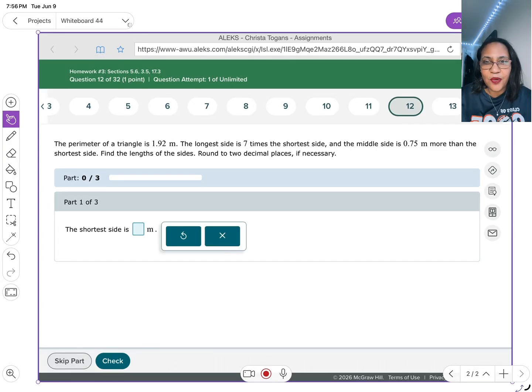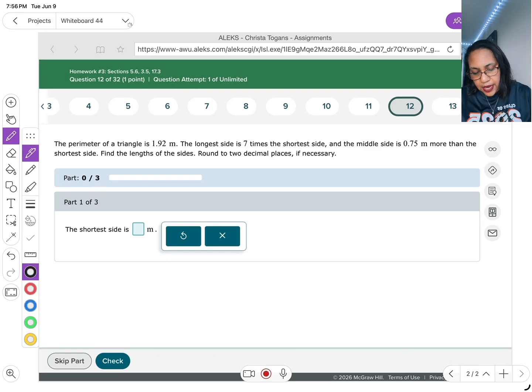Okay, so let's work on homework number 3, question 12. This is an extension of the video I made earlier. So we have a triangle and it has a perimeter, right? Perimeter that equals 1.92 meters. And then the longest side, which is over here, is 7 times the shortest side, right? So 7x. And then the middle side is 0.75 more than the shortest side.